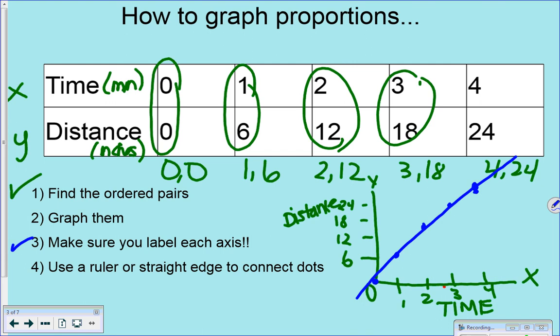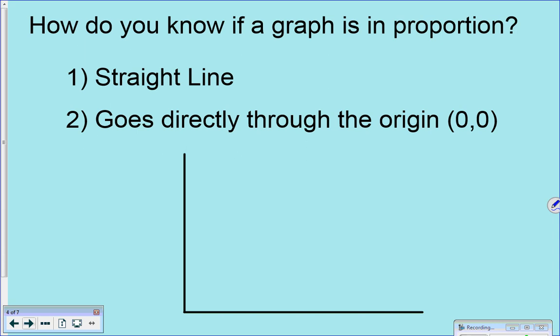Now, they might give you some times when you're not in proportion. Sometimes they might give you a table, and they might say, graph this table. And you might graph it, and you say, ooh, I have dots all over the place. Maybe it goes like this. What happens then? Is that a straight line? It has to be in a straight line to be in proportion.